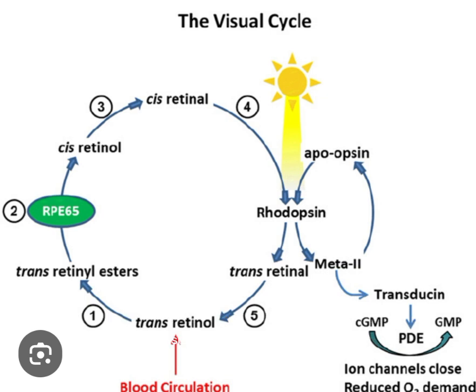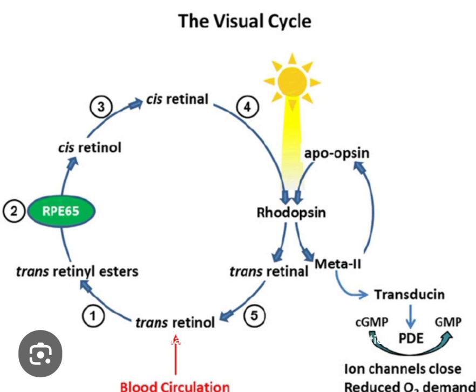5. Transport back to photoreceptors. Once 11-cis-retinol is regenerated in the RPE, it is transported back to the photoreceptors, where it binds to opsin to form functional rhodopsin or photopsins again. The visual cycle is now complete, and the photoreceptors are ready to detect light again.